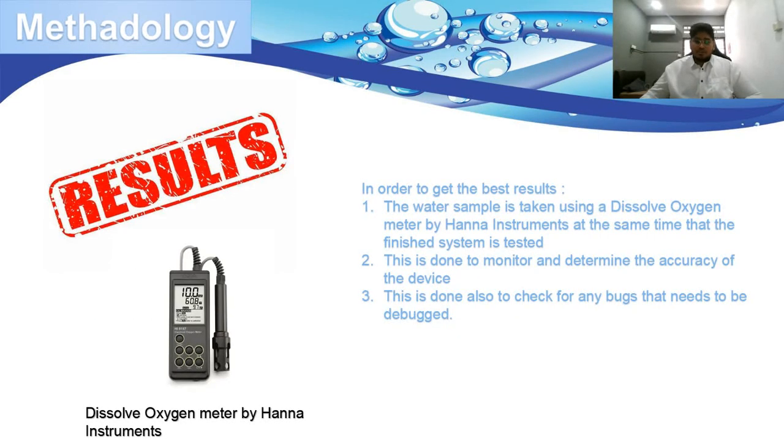In order to get the best results, the water sample is taken using a dissolved oxygen sensor meter by HANNA Instruments, which is a handheld device, at the same time as the finished system is used. This is where my project and the handheld device produced by HANNA Instruments are tested together in the same sample of water, to check whether both systems produce the same data. And if both systems produce the same data, then the project is a success.